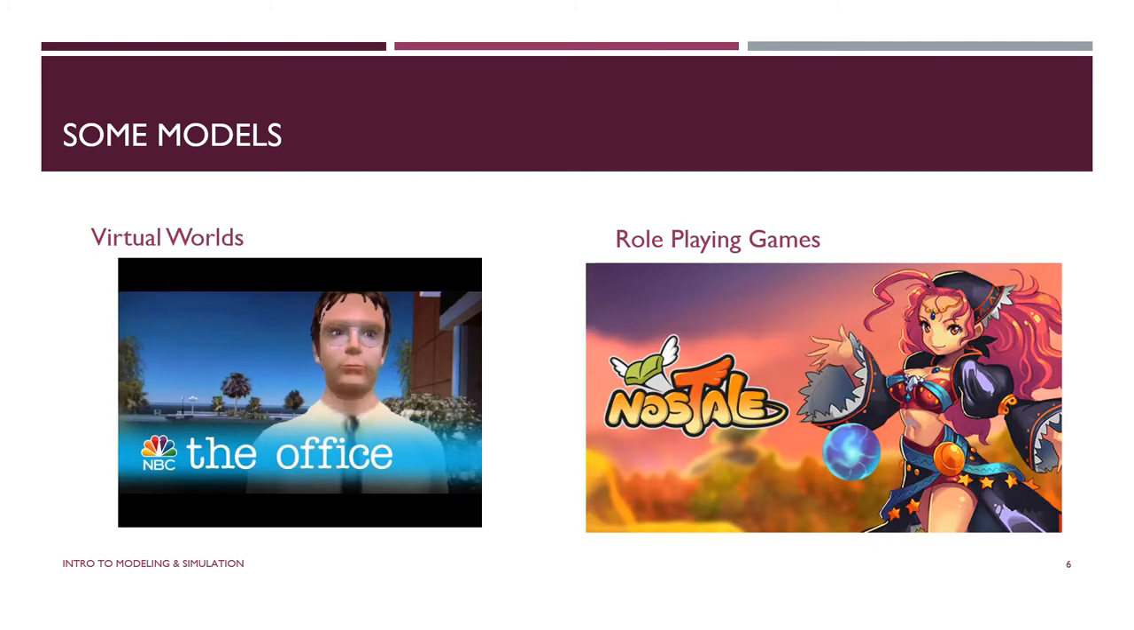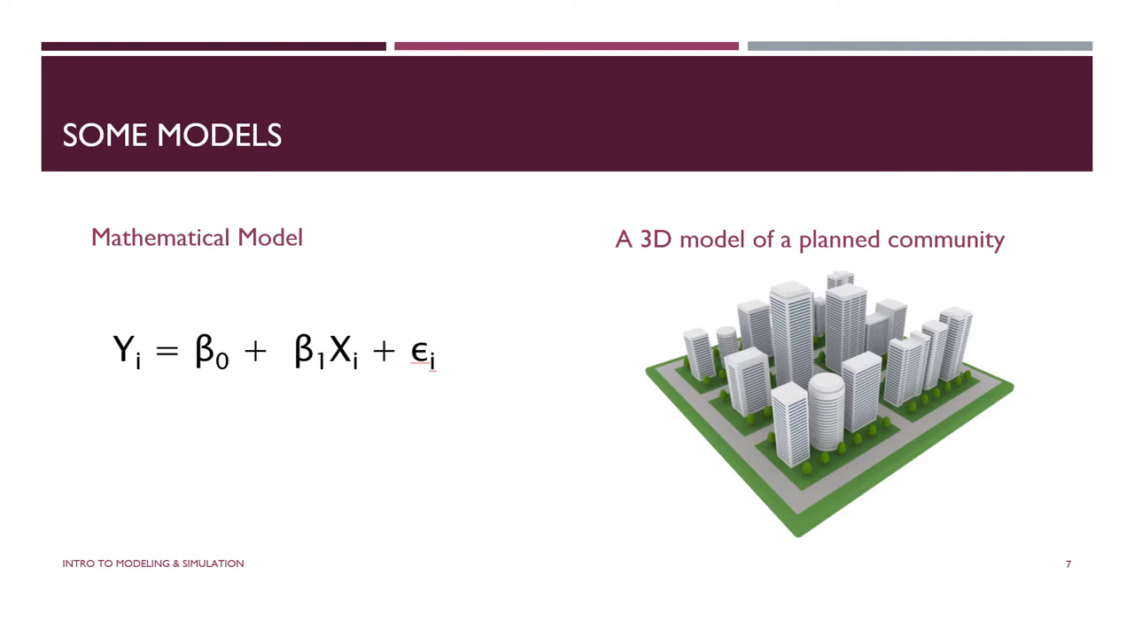We see some immersion models. Virtual worlds like Second Life, and to represent that, an image of Dwight's Second Life character from NBC's The Office. And if you haven't seen that episode, I highly recommend it. It's the American version of The Office, obviously. And on the right-hand side is an image from a multiplayer online role-playing game, which again is an immersion in some model of reality that acts like reality in many, many ways, but of course is not the real thing itself.